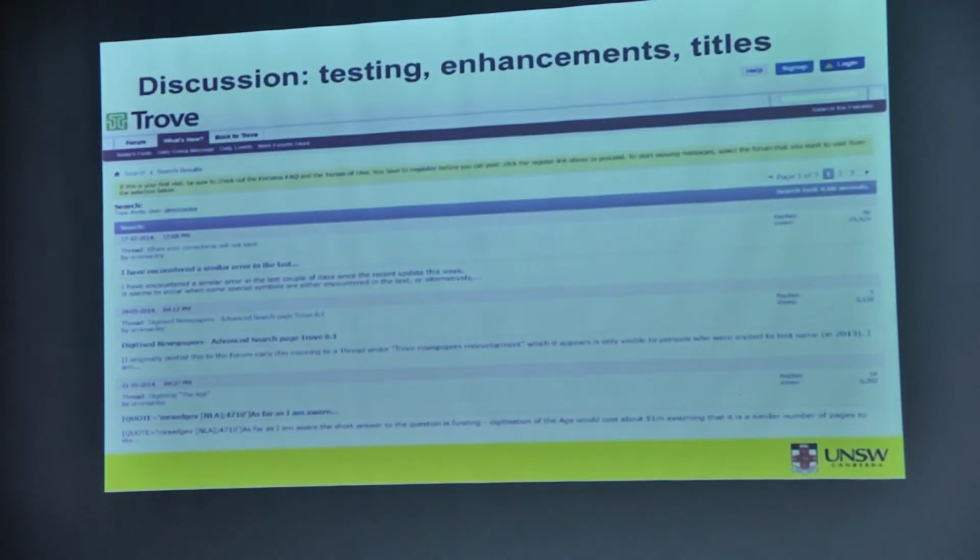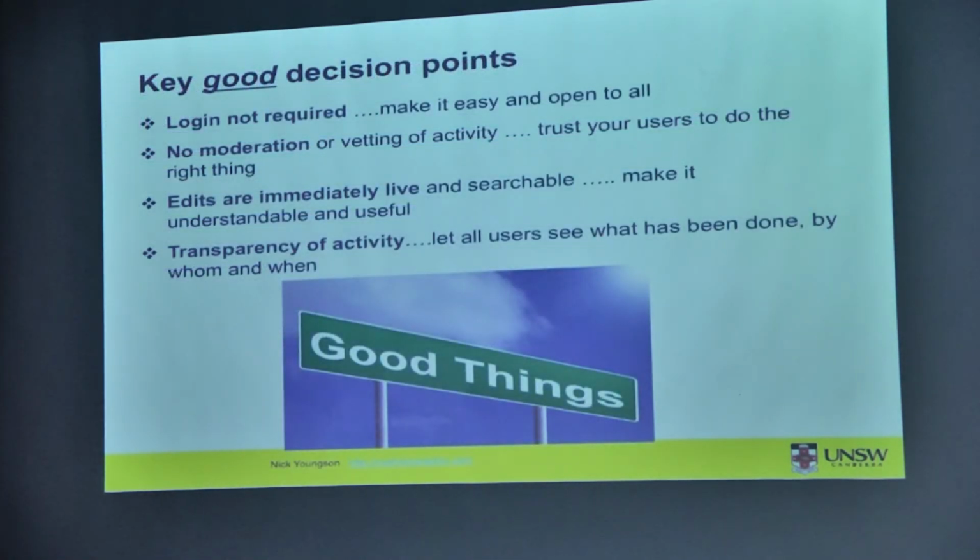I added this slide to show the 3 main types of user discussion that went on in the forum. Firstly, functionality, how to do things, and testing for errors. Secondly, enhancement requests. And thirdly, queries on which newspaper titles would be digitised. So to summarise, the key good decision points that we made in our crowdsourcing journey were: login is not required.